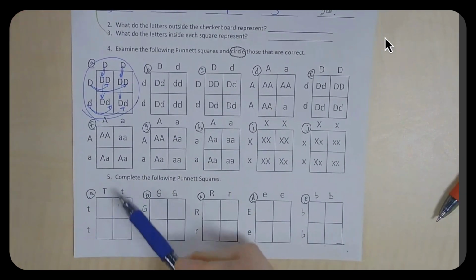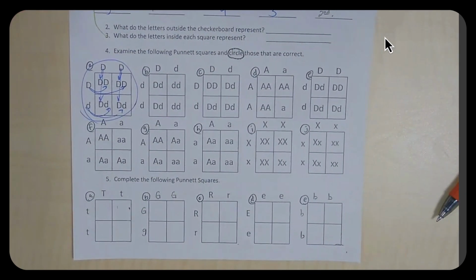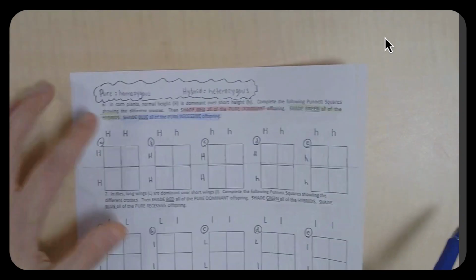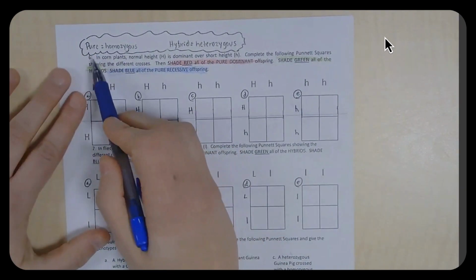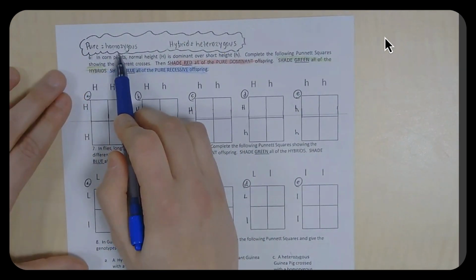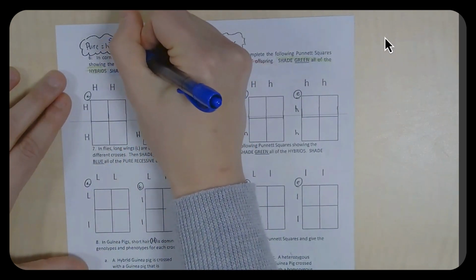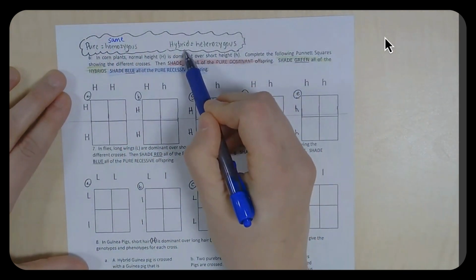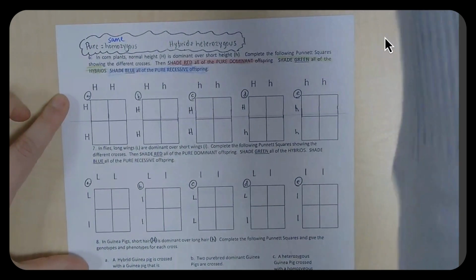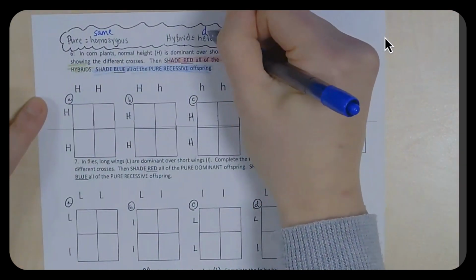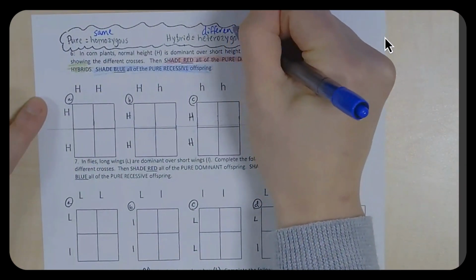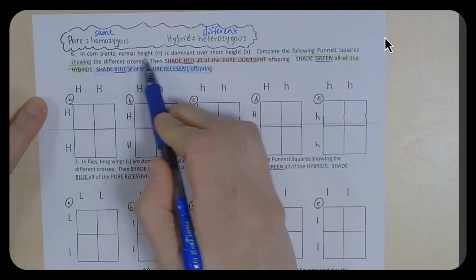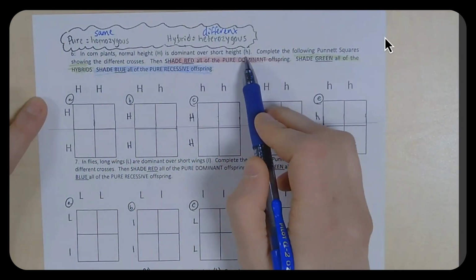5, all you're doing is filling in the Punnett square. On the very back side, you're going to have to do a little bit of reading. It says pure is homozygous. We know homozygous means the same. Hybrid, if that's a hybrid, it's a mixture of stuff. So that means different. So it says in corn plants, normal height, big H, is dominant over short height, little h.